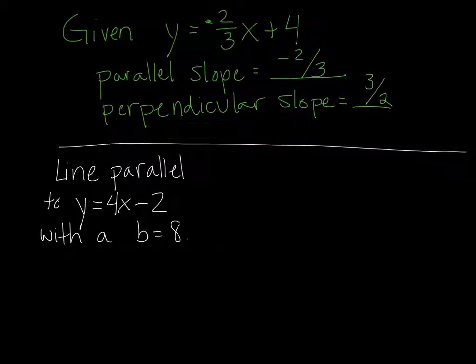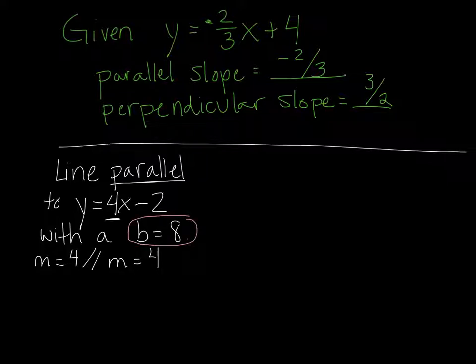All right, so looking at this problem, parallel, okay, so I need the slope. The slope of this line is 4. So I want something parallel. Parallel slopes are the same. Okay, and we want our new line to have a b of 8. So we've got y equals 4x plus 8.